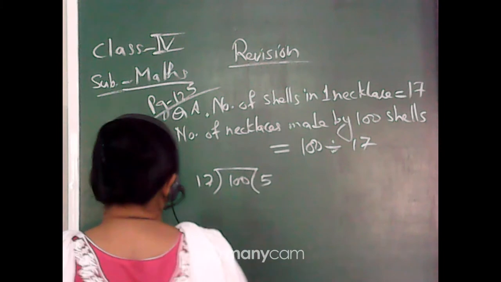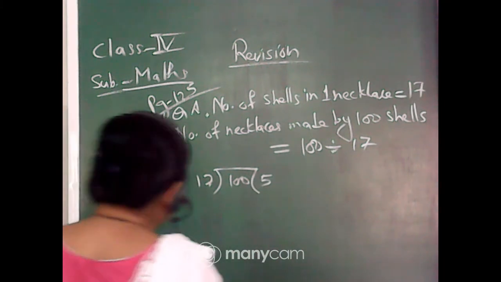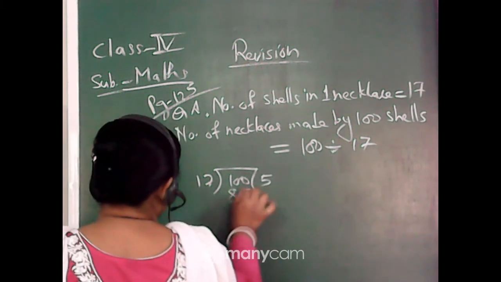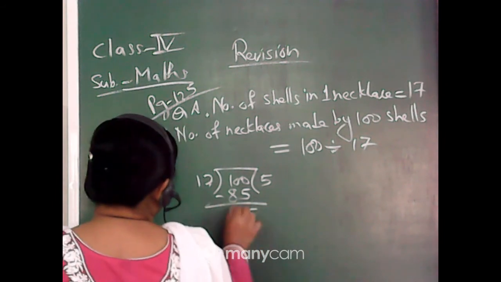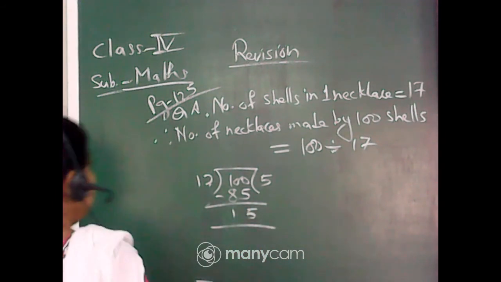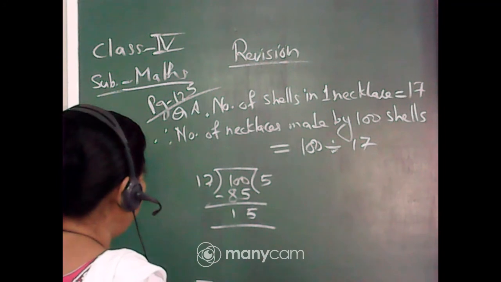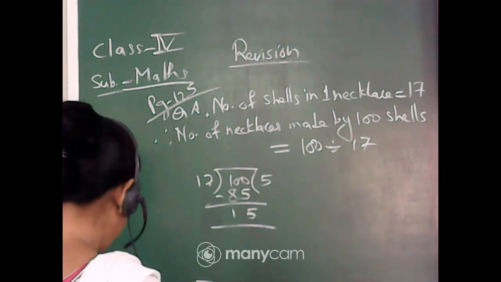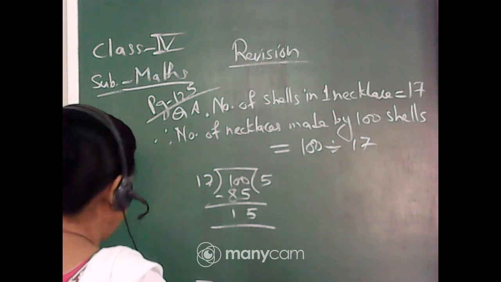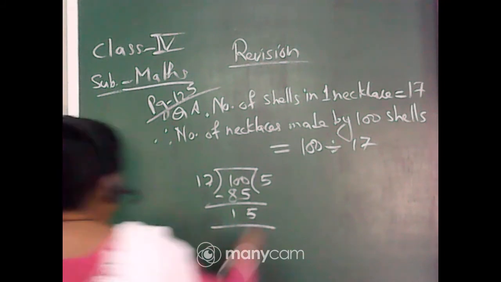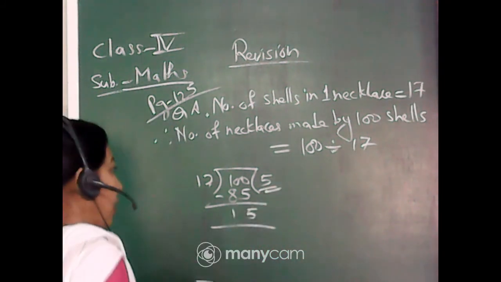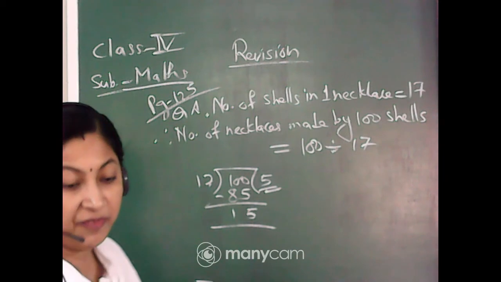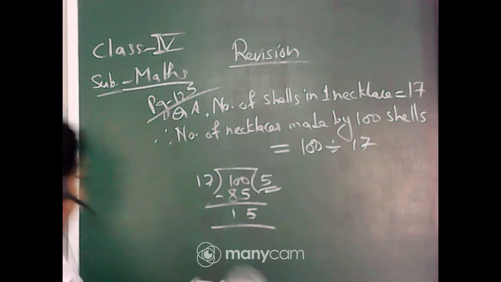5s. 17 5s is 85. Subtraction. That means 5 necklaces he can make and 15 will be left. Okay, Kanu can make 5 necklaces and 15 will be left. Okay, so the answer is 5. And if it is asked how many are left, that time you will write 15 are left.